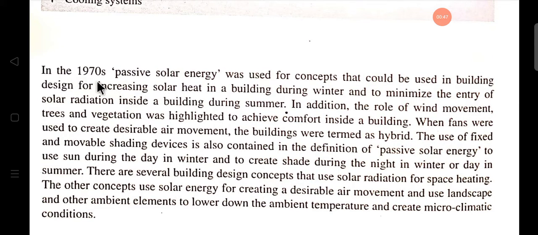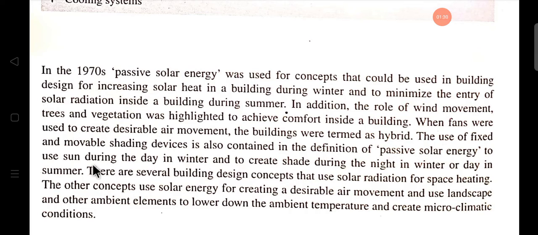In 1917, passive solar energy was used for concepts that could be used in building design for increasing solar heat in a building during winter and to minimize the entry of solar radiation inside a building during summer. In addition, the role of wind movement and trees. The use of fixed and movable shading devices is also contained in the definition of passive solar energy.